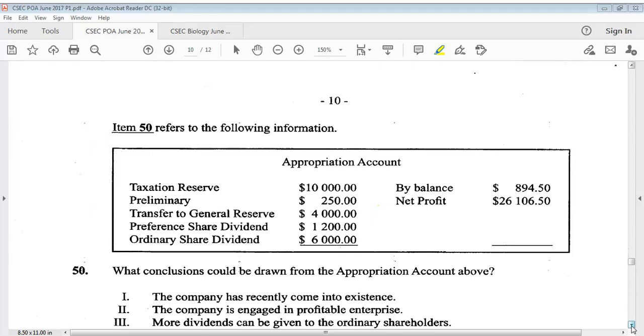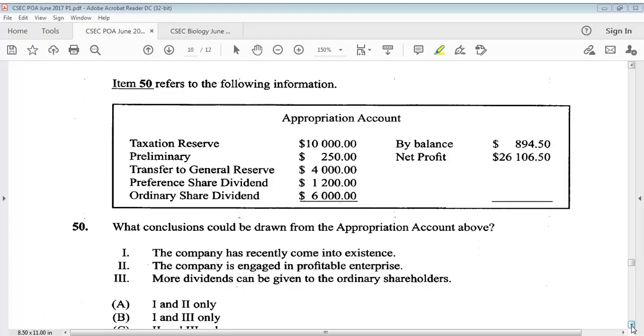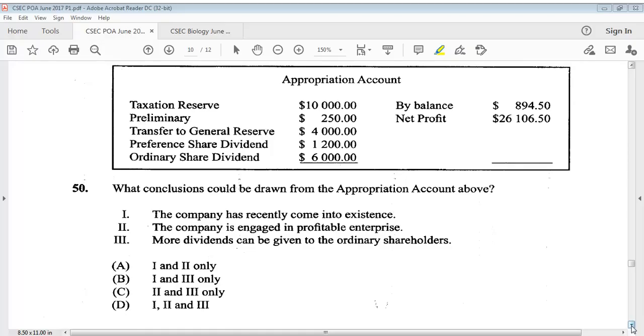So here we have our appropriation account: taxation reserve $10,000, preliminary $250, transfer to general reserve $4,000, preference share dividend $1,200, ordinary share dividend $6,000, and we had our balance of $894.50, and then we had a net profit of $26,106.50. What conclusions could be drawn from the appropriation account above?